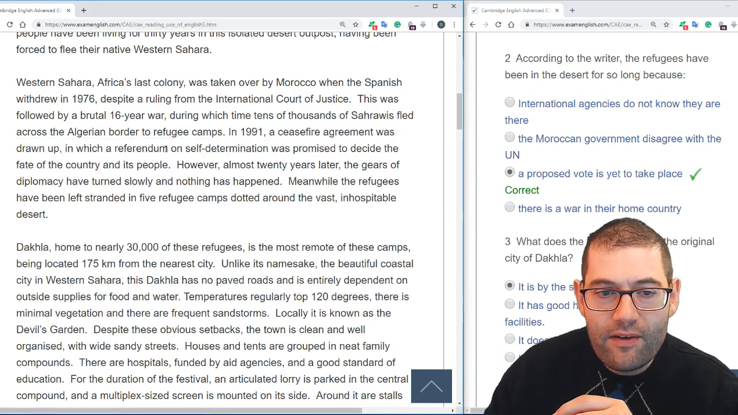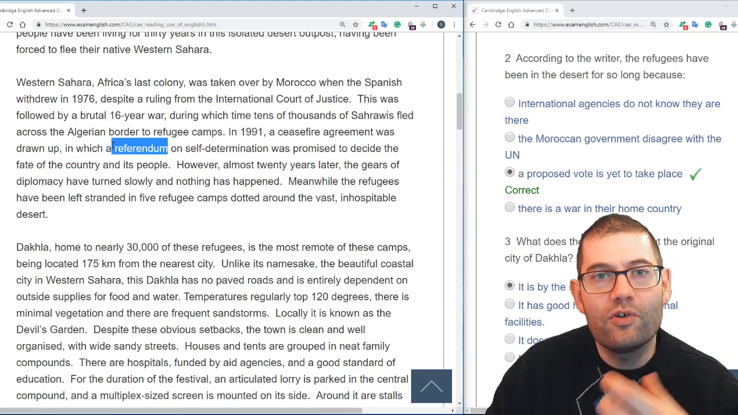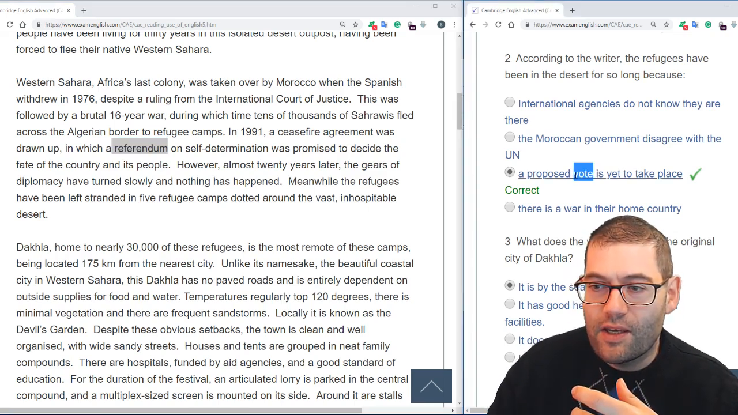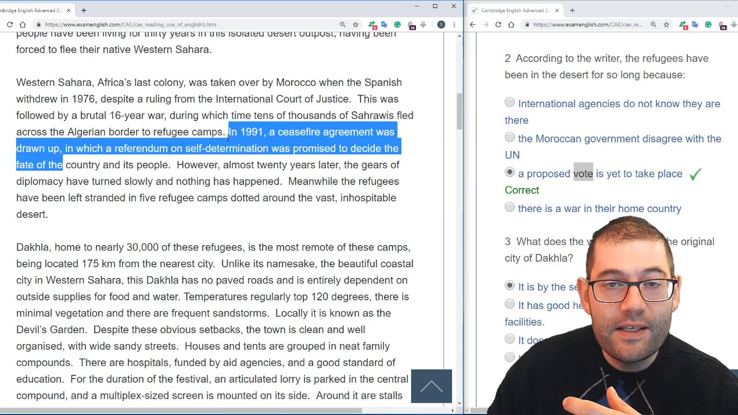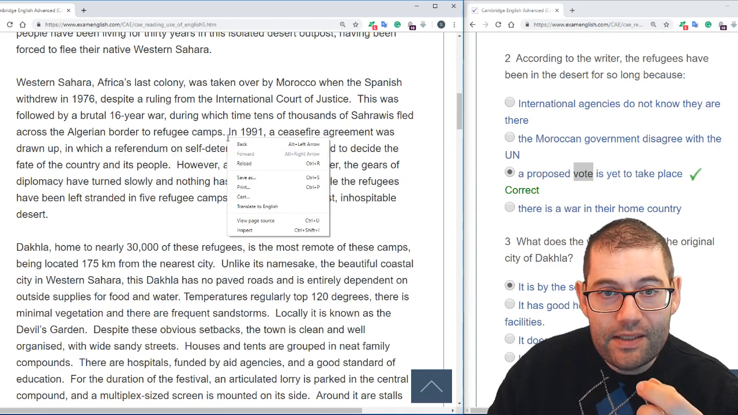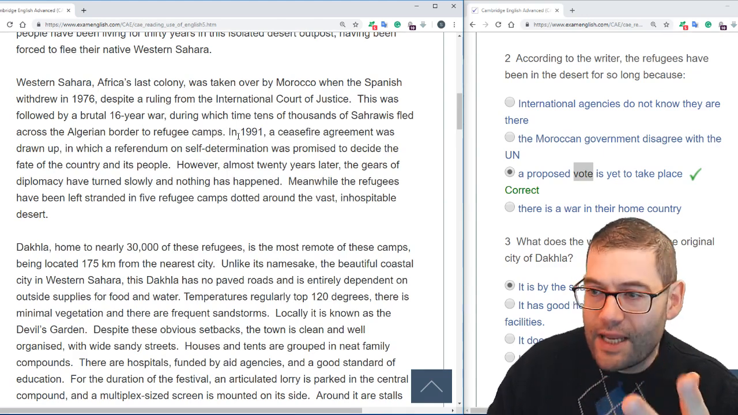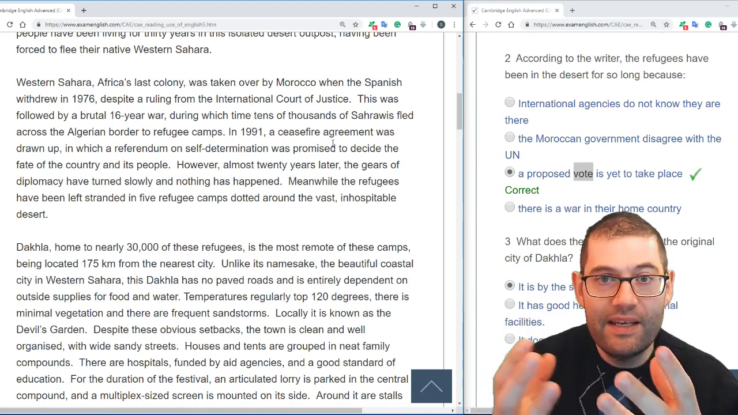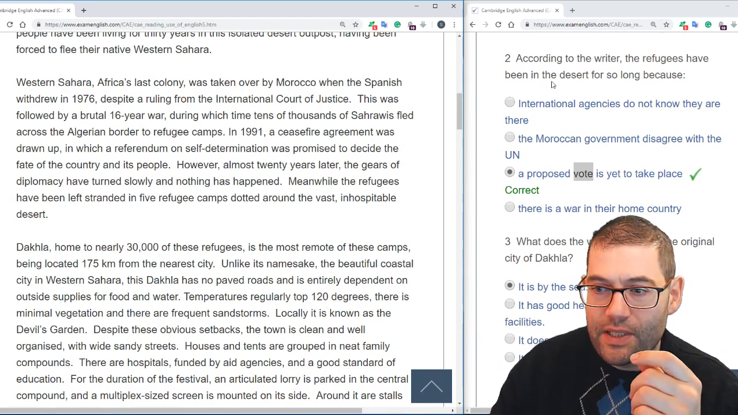So a referendum is a form of election. In a referendum or an election, you vote. And that is our link to here. A proposed vote means it was proposed in 1991 but hasn't yet happened. So that's "yet to take place". And so that links completely to our answer, and gives us all of the vocabulary links we need.